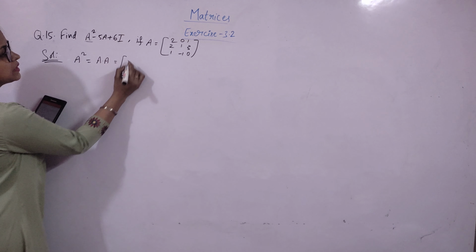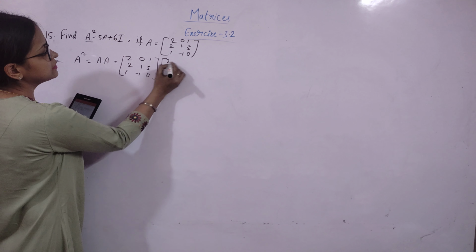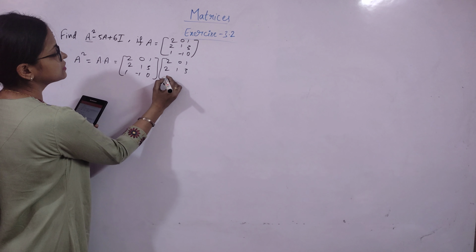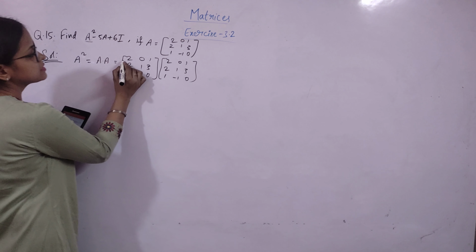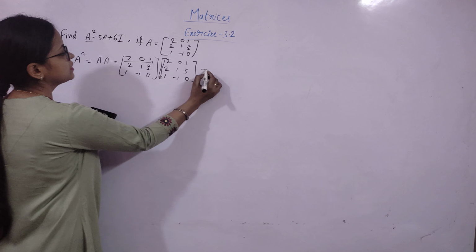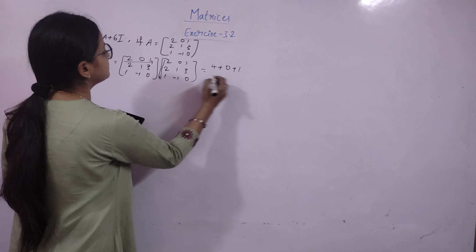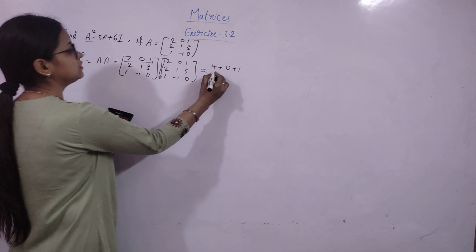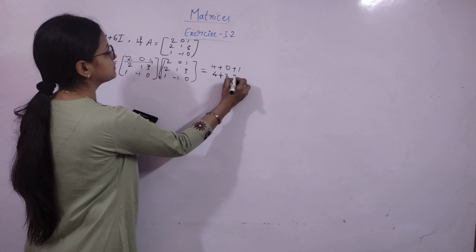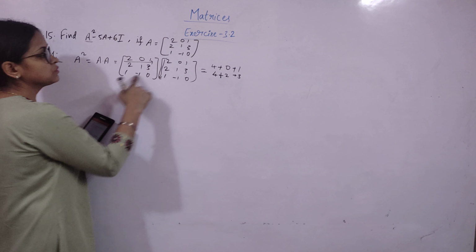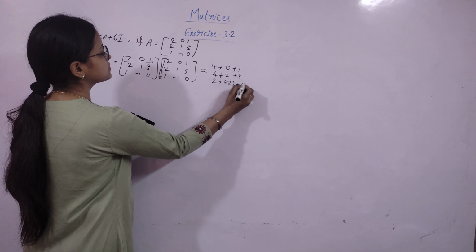Write the A matrix [2 0 1; 2 1 3; 1 -1 0], and again A, [2 0 1; 2 1 3; 1 -1 0]. Now we have to multiply the first row with the first column. So 2 into 2 is 4, plus 0, plus 1, that is 1. Next, 2 twos are 4, plus 1 two is 2, plus 3 ones are 3. Next, 1 two is 2, plus minus 1 into 2 is minus 2, plus 0.